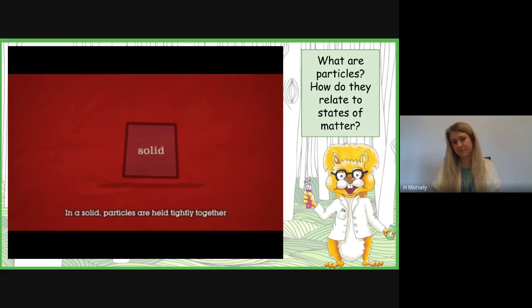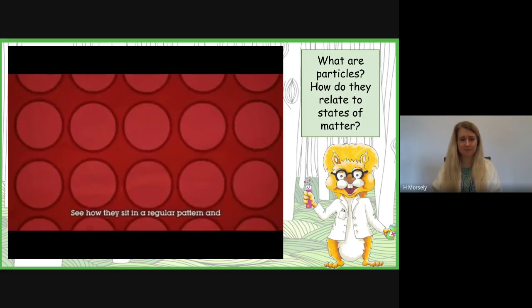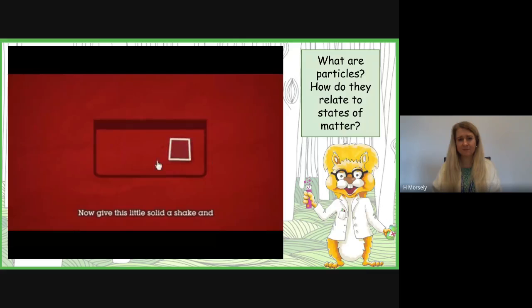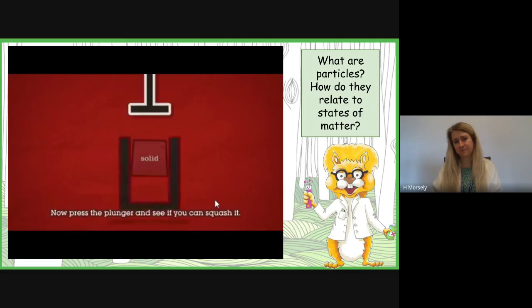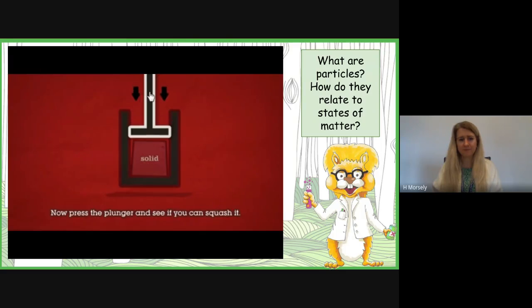In a solid, particles are held tightly together by powerful forces called bonds. See how they sit in a regular pattern and just vibrate about a bit on the spot. Now, give this little solid a shake and see if you can break it apart. Nope. The bonds between particles are holding the whole thing together. Now, press the plunger and see if you can squash it. You can't squash it either. That's because the particles are so close together, there's nowhere for them to go. The solid stays solid.